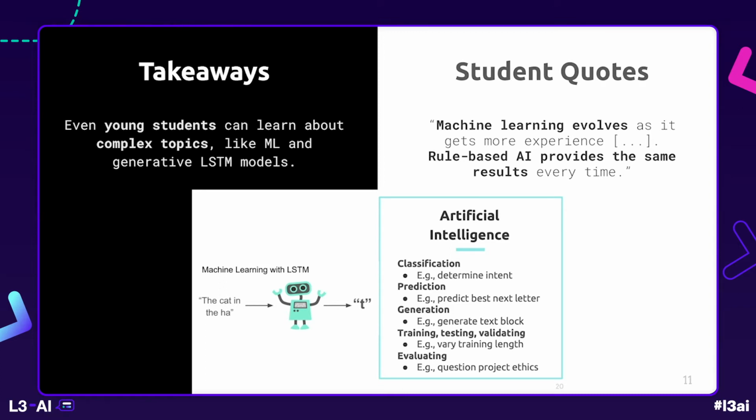And so one example was that machine learning evolves as it gets more experience, and rule-based AI provides the same results every time. So as you can see, students actually learn these concepts by going through the curriculum and developing their own Alexa skills.